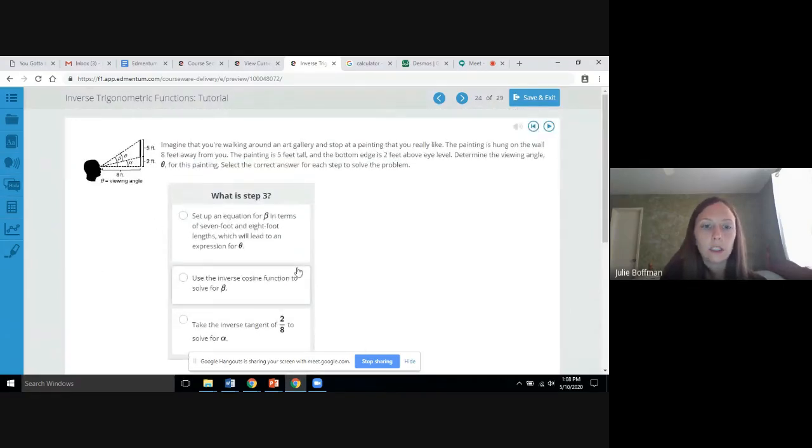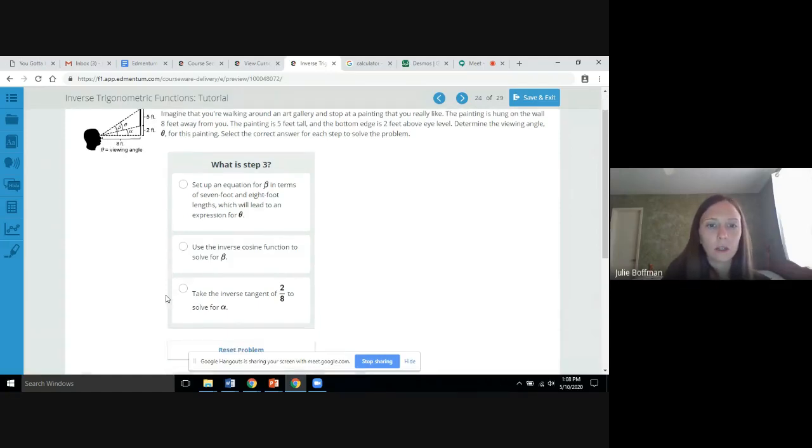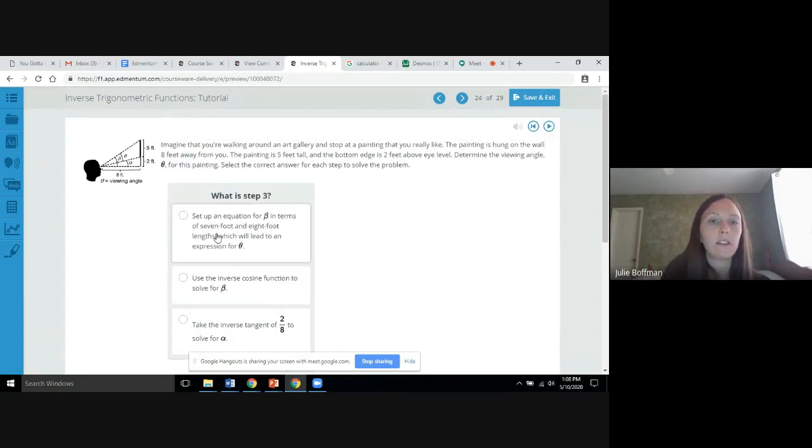Now it says, what could we do next? Set up an equation for B in terms of the 7 and the 8, right? So B is this big whole angle for this big right triangle, the whole picture, which the opposite side would be 5 plus 2, which is 7, and the adjacent side would be 8. Set up an equation for B in terms of 7 and 8. We don't want to use cosine because it's opposite and adjacent again. If you're looking at the big triangle, that hasn't changed.